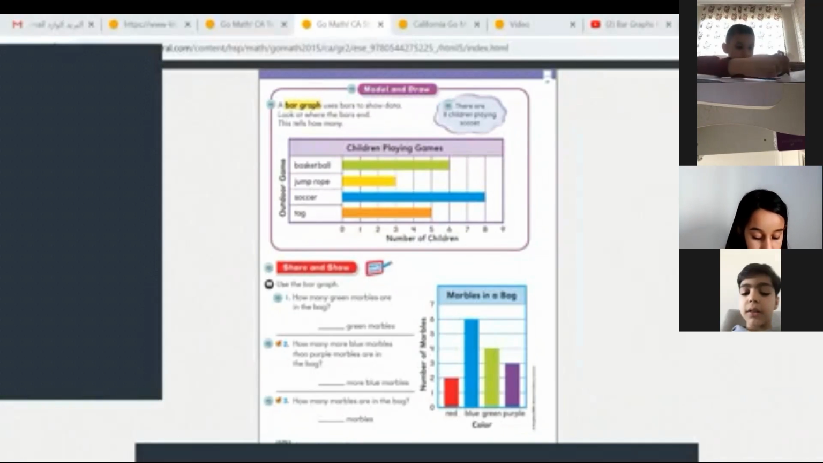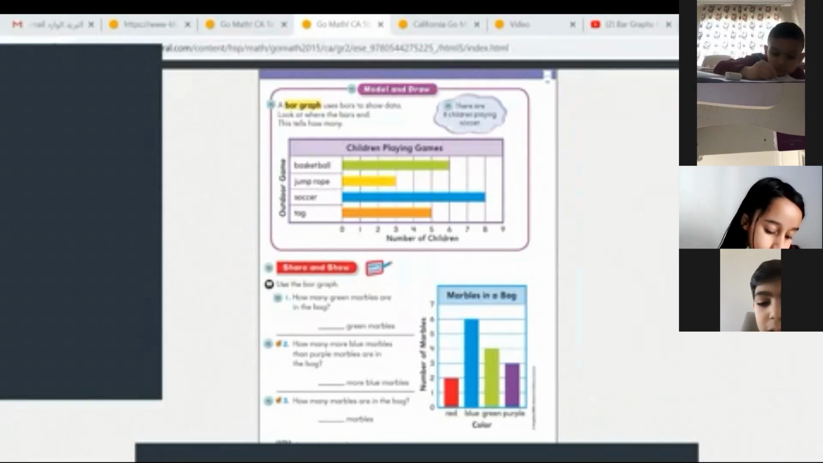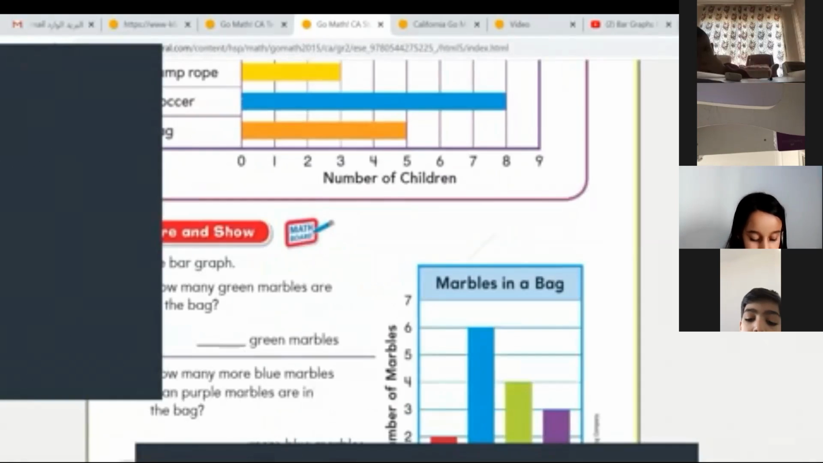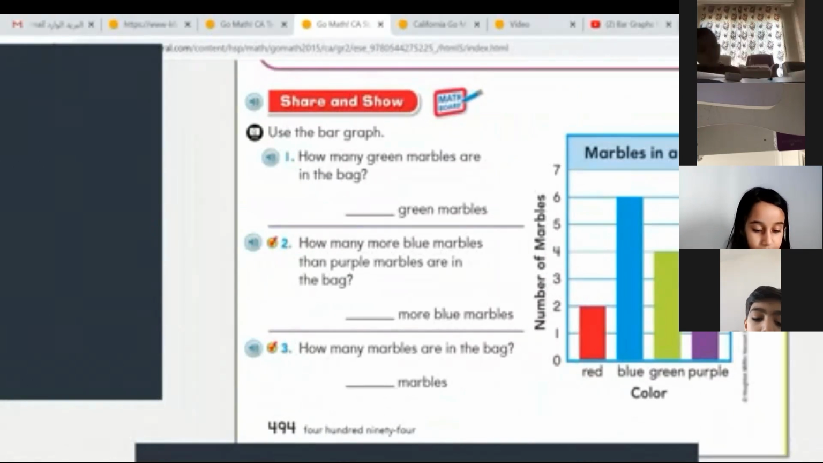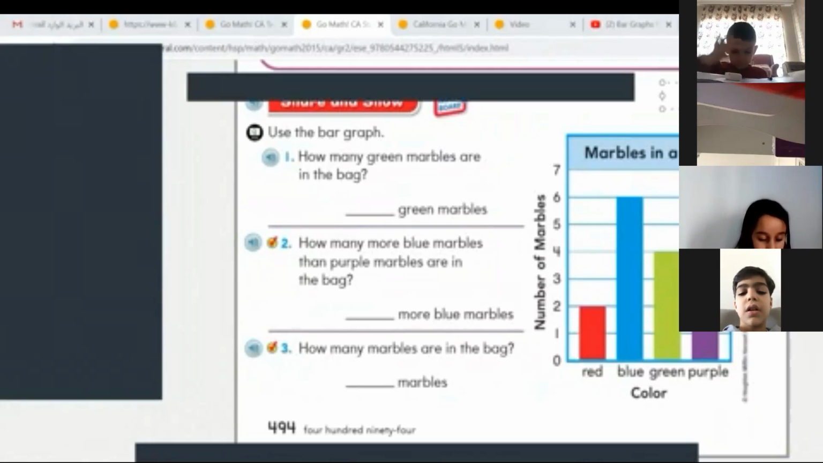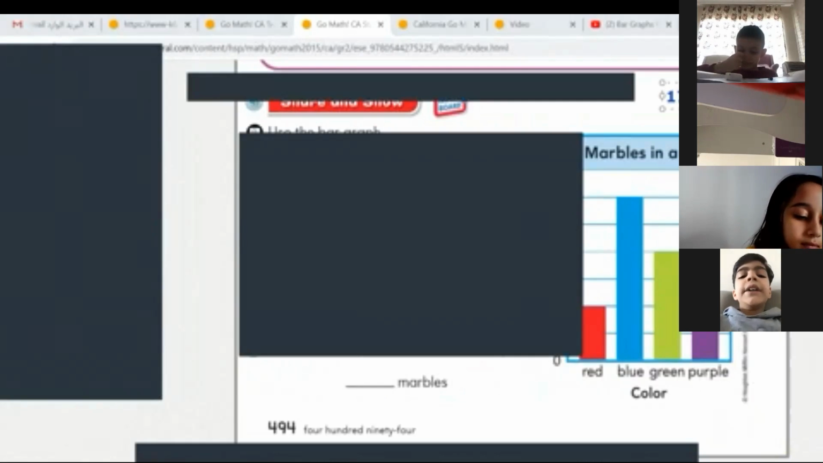Okay? So here, this graph shows us marbles in a bag. And we have different colors for these marbles. Red, blue, green, purple. You see here? Okay. I forgot to write the date. We should do this the first thing. So it is the 17th today. 17th of April 2020.